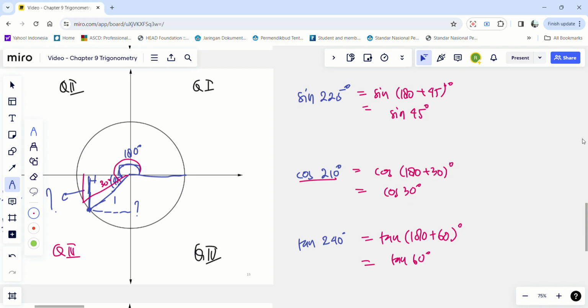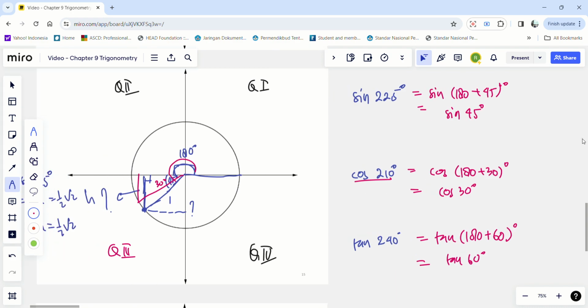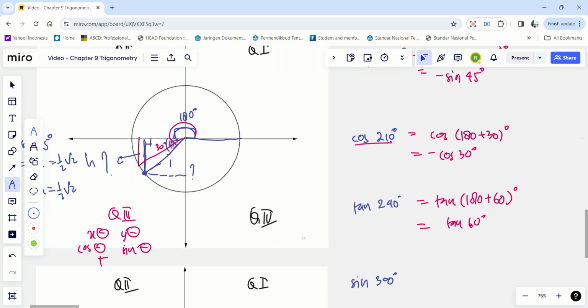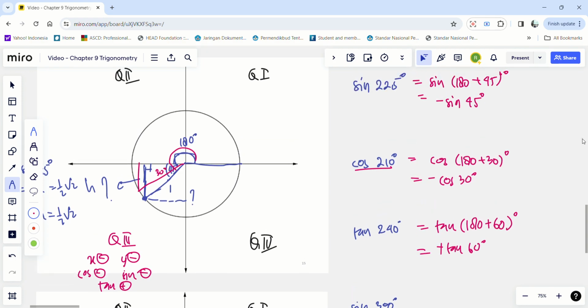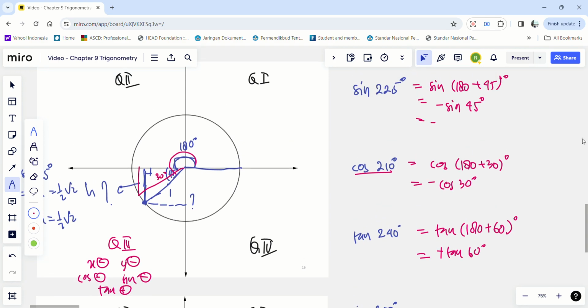However, since this is in quadrant 3, where the x is negative and the y is negative, which means the cos will be negative, the sine will also be negative. So this will be both negative. But then, of course, because cos and sine are both negative, the tangent must be positive. So this will be positive. Then only you apply the value for each of them. Negative half root 2, negative half root 3, and this is square root of 3.